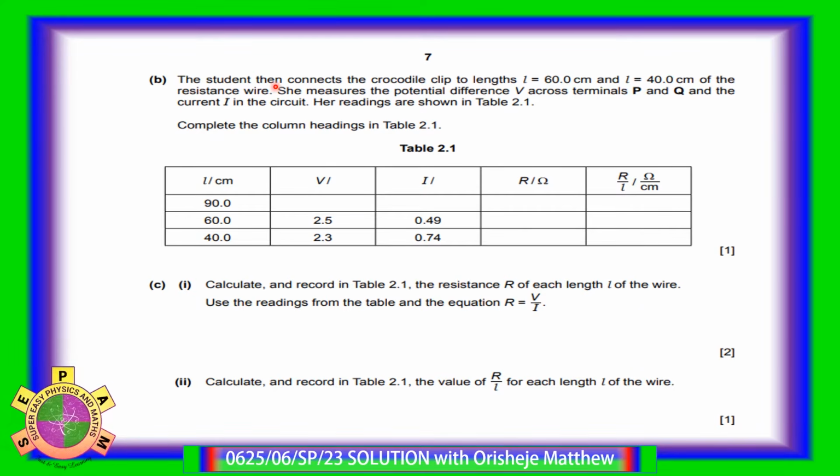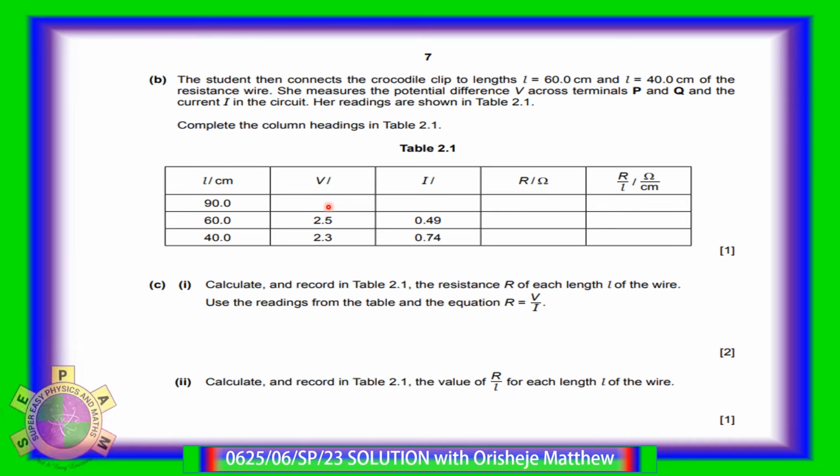Now, the student then connects the crocodile clip to other lengths. Initially he used 90, then he started reducing the length. So he's varying the length. The second length was 60, then the third length he reduced to 40. As he's reducing the length, if you reduce the length, what is going to happen to resistance? Resistance will reduce. So if resistance reduces, what will happen to current? Current will increase. So let's analyze the table and see how it looks.